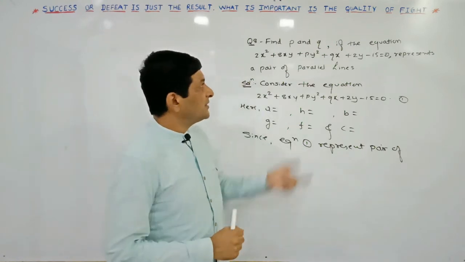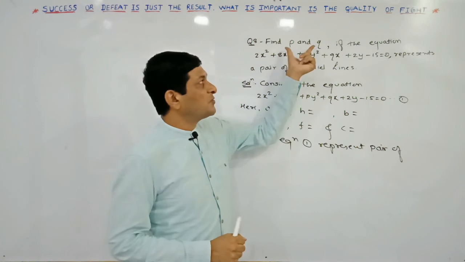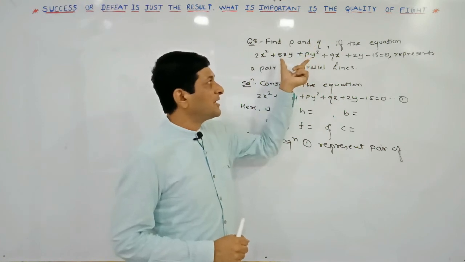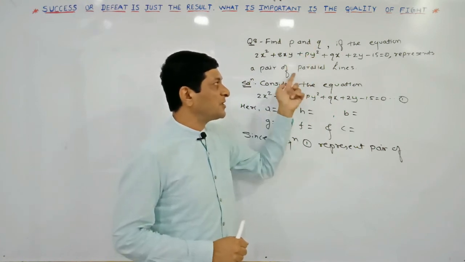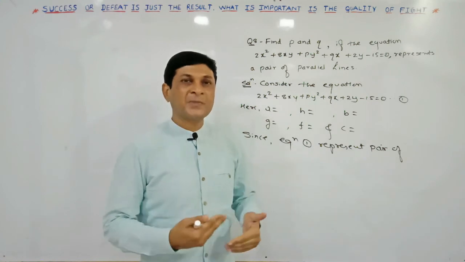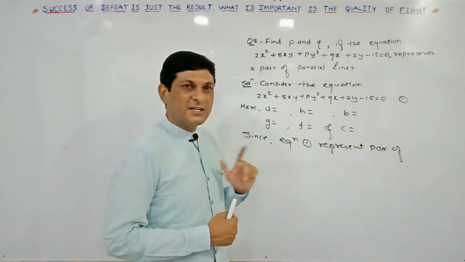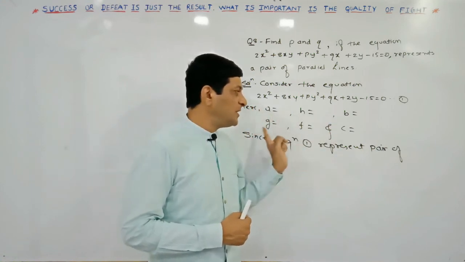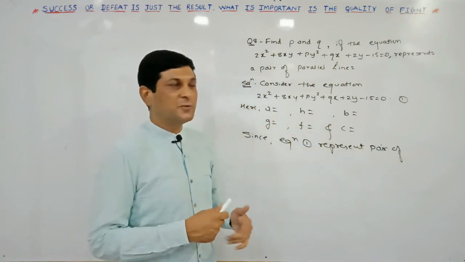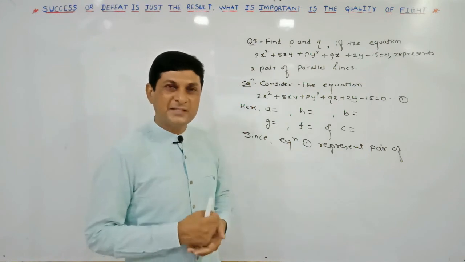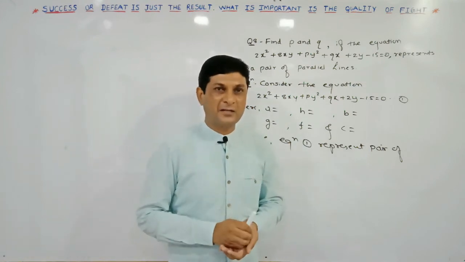In this question also we have to find out the value of p and q, and the lines represented by this general equation are parallel lines. So first here also we are considering the given equation. From this equation let us try to find out the values of a, h, b, g, f, c, and later on we will use the condition that the lines represented by the general equation are parallel to each other.